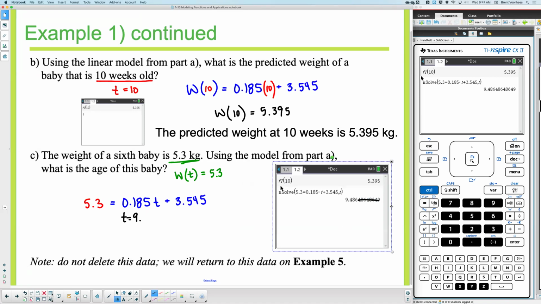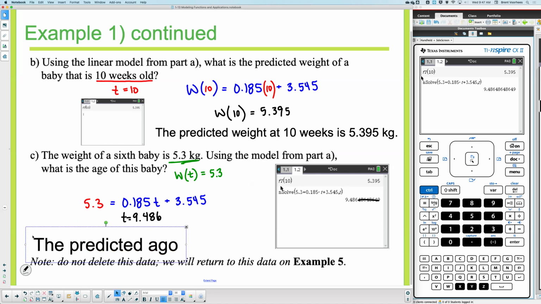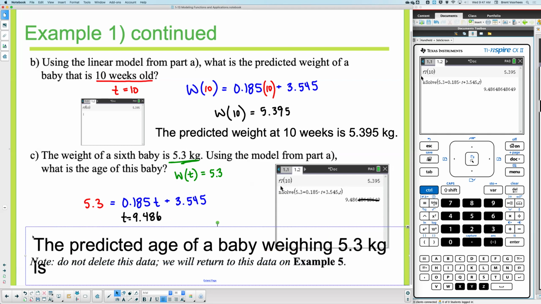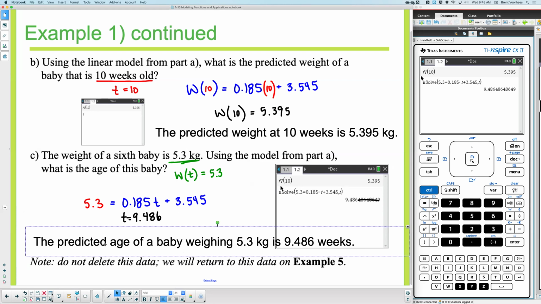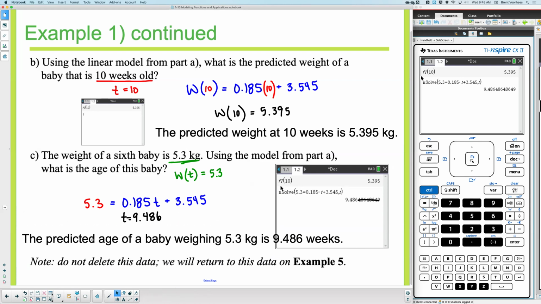So take 3 decimal places. So what 3 decimals should we use? 9.486 weeks. I'll write it in weeks. That's the time. So the predicted age of a baby weighing 5.3 kilograms is 9.486 weeks. Okay, that's what the calculator gives us there.